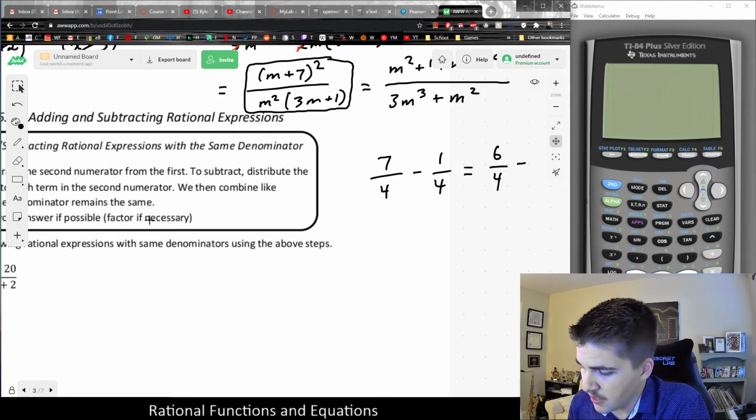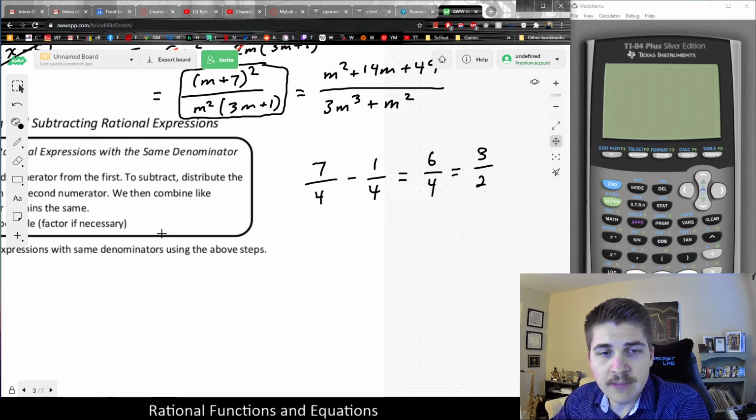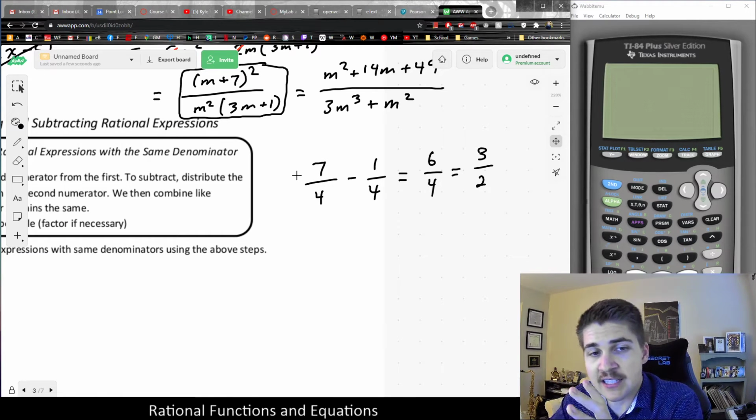And of course, after I finish, I would always think about, can I simplify the answer? That's always the step at the end: after I combine them together, cancel any common factors and simplify your result. The reason this is true is because fractions will only combine when they have the same denominator. It's like trying to take pieces of a pie.